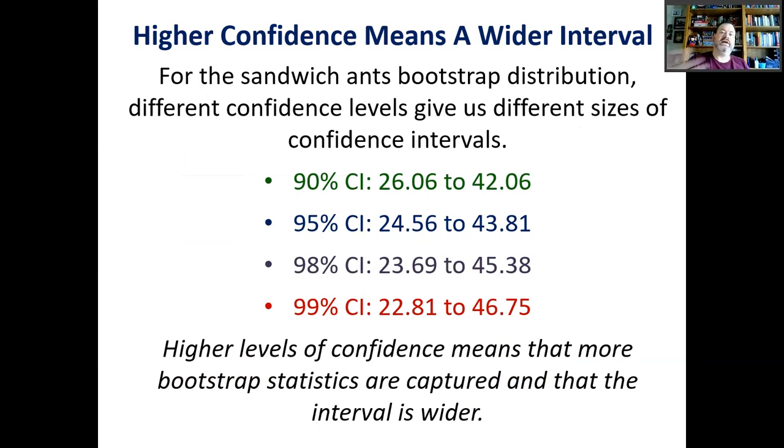So a higher confidence level tells us that the interval is wider. For the sandwich ants bootstrap distribution, different confidence levels give us different sizes of confidence intervals. So here's all of our ants on a sandwich ones. A 90% confidence interval is 26 to 42.06. 95 is a little bit wider, 98 is a little bit wider, 99 is a little bit wider. And higher confidence means more bootstrap statistics are captured and the interval is wider. So that's easy to remember, right? More confidence means a wider interval because the confidence level tells you how many bootstrap statistics are captured.